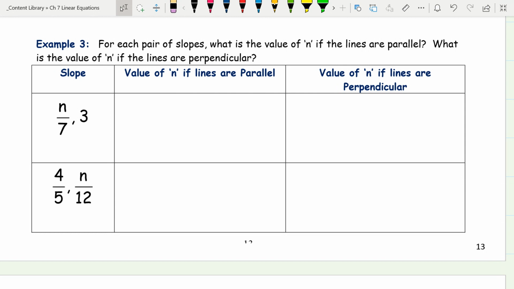So do you guys agree that I gave you a slope? For the first one, I'm giving you n over 7, and I'm giving you 3. Did I give you one completed slope and one partial slope? Yes. So if I give you one completed slope and one partial slope, you should always be able to find the unknown as long as I tell you if these slopes are parallel, what do we do? Right? If these slopes are perpendicular, how do we solve it?